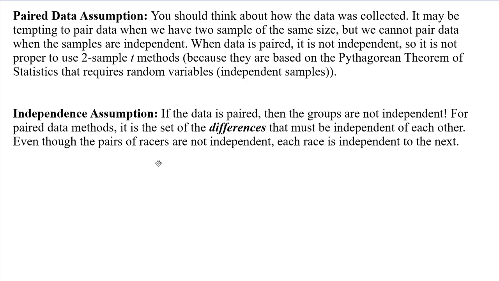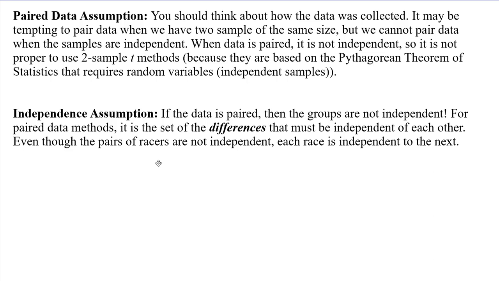They're not independent. Independence assumption, so if the data is paired, then the groups are not independent. So for paired data models, it's the set of the differences that must be independent of each other. So the person racing at 12 o'clock on the inner lane and 12 o'clock at the outer lane, they're tied together. If there was a strong gust of wind, that's going to affect both of them. So if it affected one of them, it's going to affect the other one.